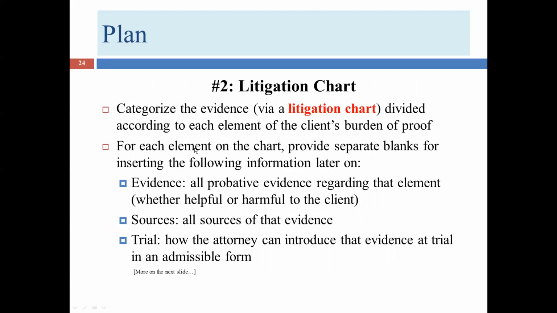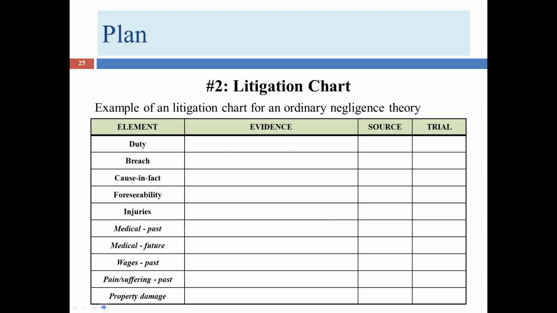Okay. So we're going to divide it up. We're going to have in our litigation chart a category for each one of those elements. And for each one of those elements, we're going to want to list the evidence that we have that supports that element. We're also going to talk about where we get that from and how we're going to get it into trial. Let's look at how that might appear.